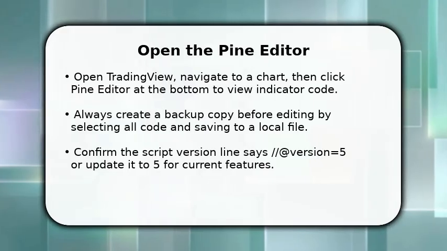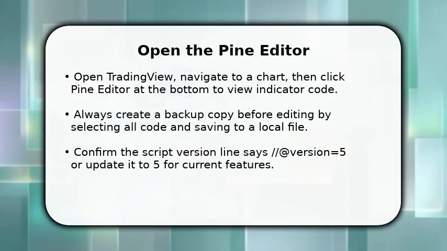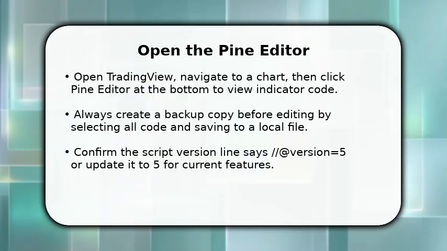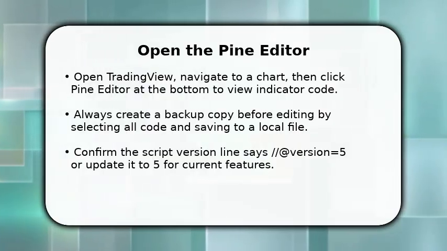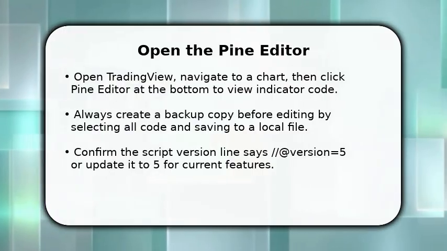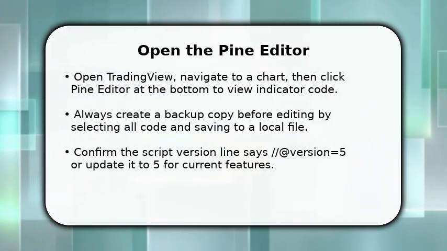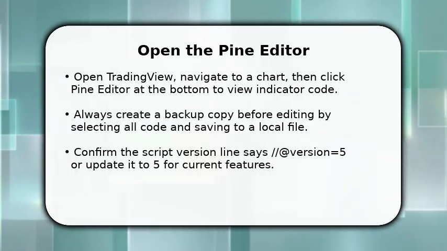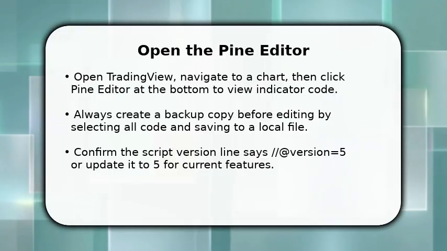Start by opening TradingView and loading the chart you want to modify. Then click Pine Editor at the bottom of the screen to reveal the indicator code. If the top line reads //@version=4, change it to //@version=5 to use modern functions, or keep v4 if you need legacy behavior.